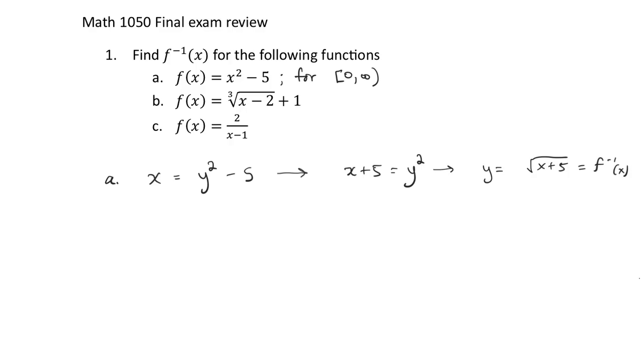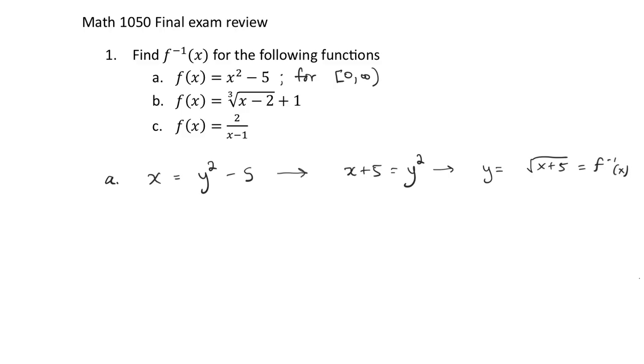So technically speaking, if they wanted us to find the inverse function of f, then we need to make sure that the original function f is a one-to-one function. In this case, it was not. So we needed to restrict the domain to make it a one-to-one function.